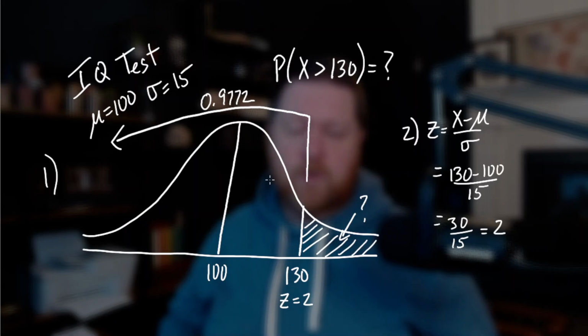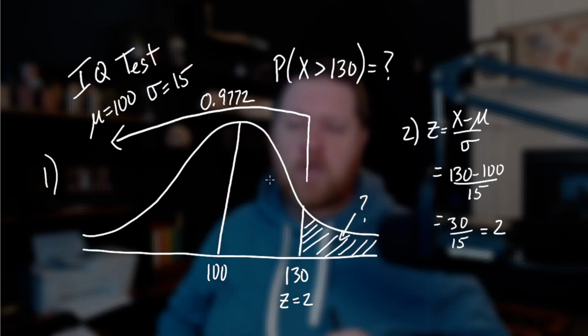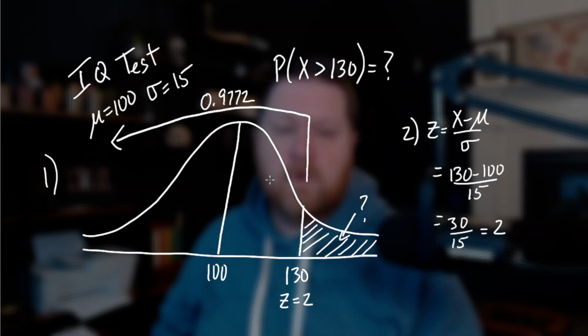Again, ztable.com is another one that I like to use. If you go look up z is equal to 2.00, you'll kind of have to triangulate it in this table. You will find that the area to the left of that is 0.9772. All right. So what I'm going to do is I'm going to draw that area in blue.